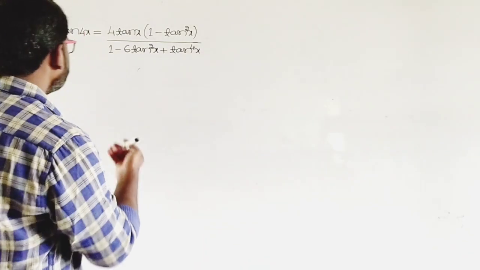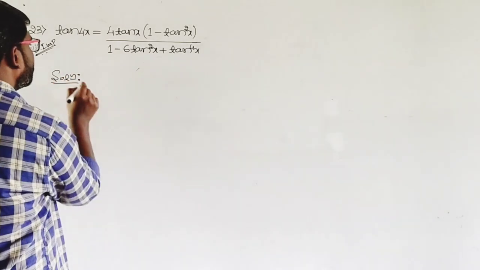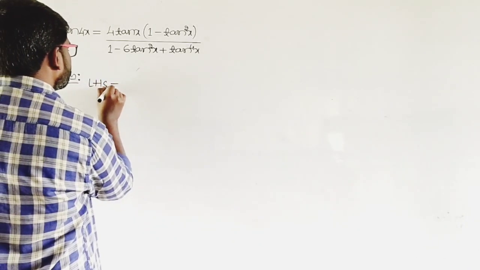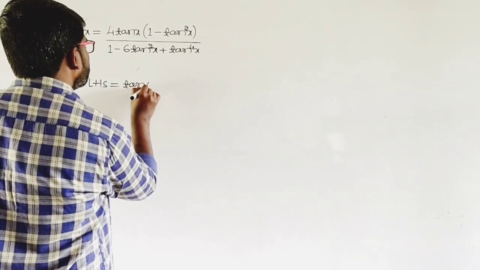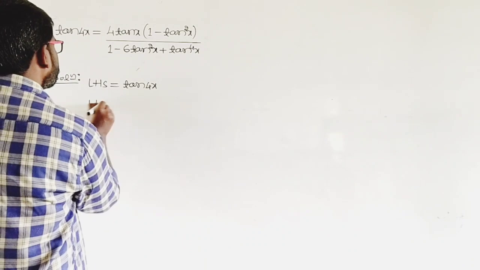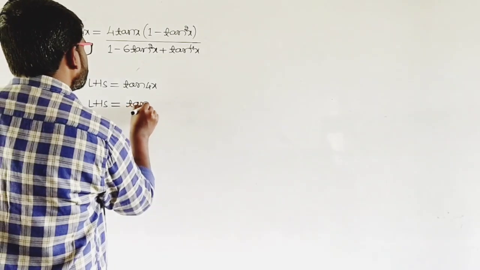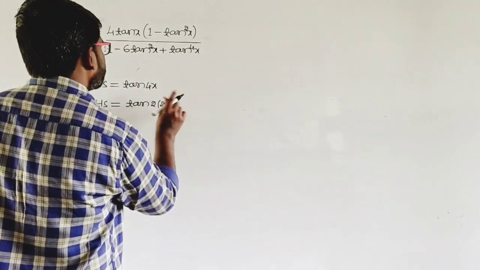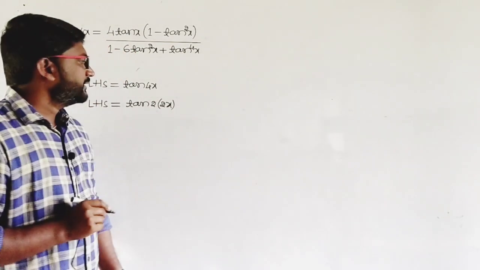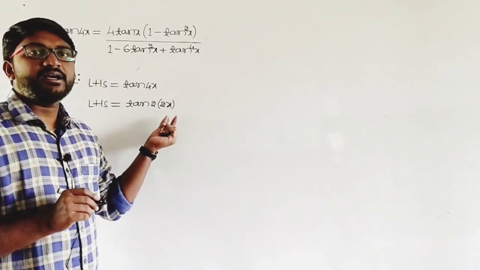So I will be taking this as LHS. Here LHS is equal to tan 4x. Now LHS, tan 4x, can be written as tan 2 into 2x. Now whatever is there inside the bracket, consider that as theta or capital A.